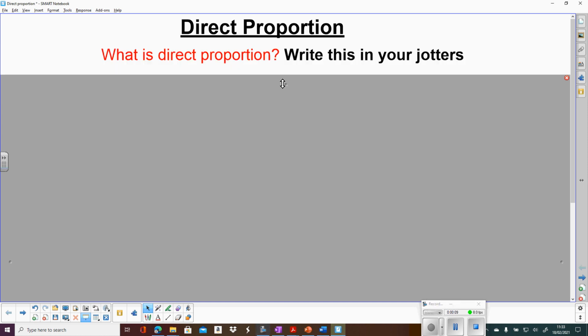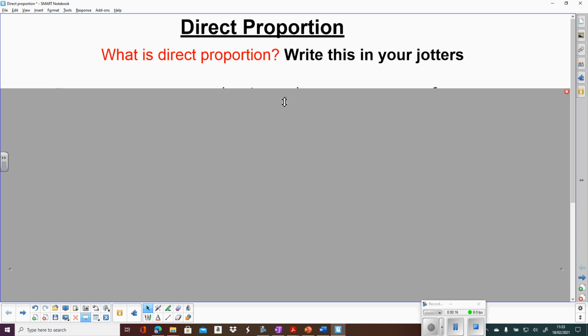So today's lesson we're going to look at direct proportion. So what is direct proportion? I'd like you to pause the video and write this in your jotters once I've described what it is, so you have it for future reference.